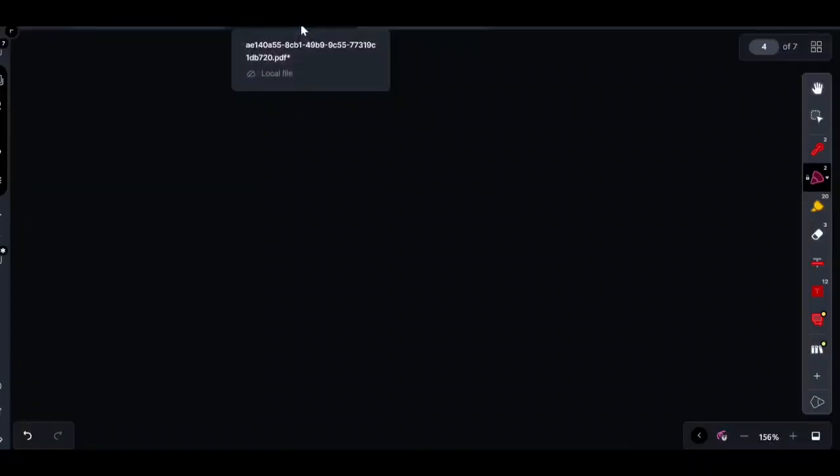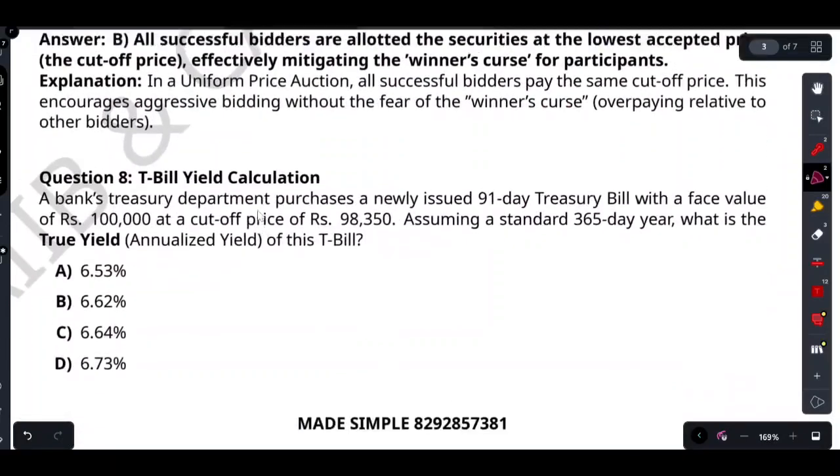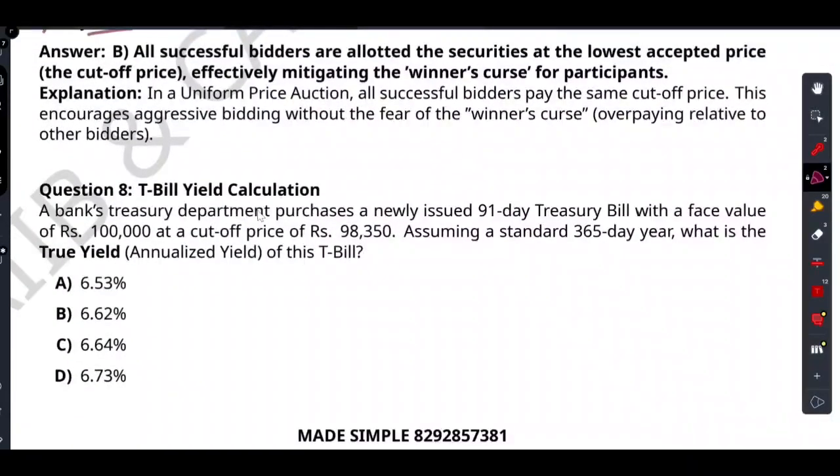Now have a look at the next question we have. This question is regarding the annualized yield of a treasury bill. Very good question it is. A bank treasury department purchases a newly issued 91-day treasury bill with a face value of 1 lakh, cutoff price 98350, standard 365 days per year. What is the true yield or annualized yield of this T-bill? Four options they have given.